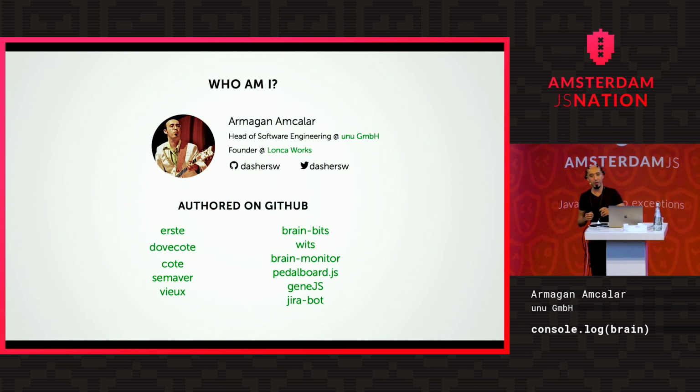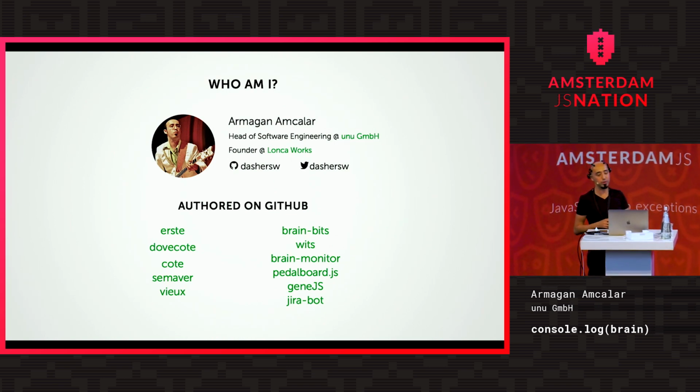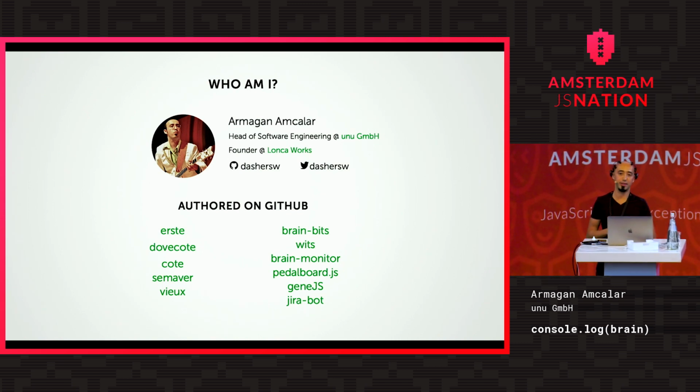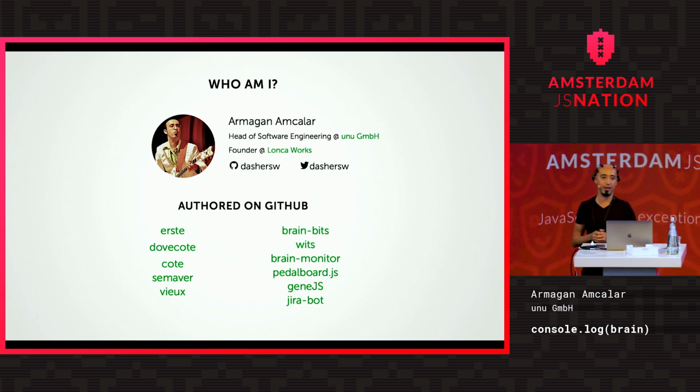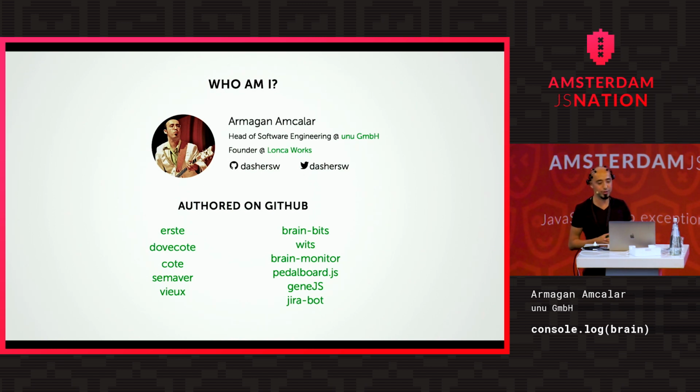So I'm Armagan Amcalar. I come from Berlin. I work for a company called UNU GmbH, and we're building electric scooters to unlock the urban life and the future of mobility. And I'm also a founder at a voluntary organization called Lonja, which is a software craftsmanship school for women, because we need that in the industry.